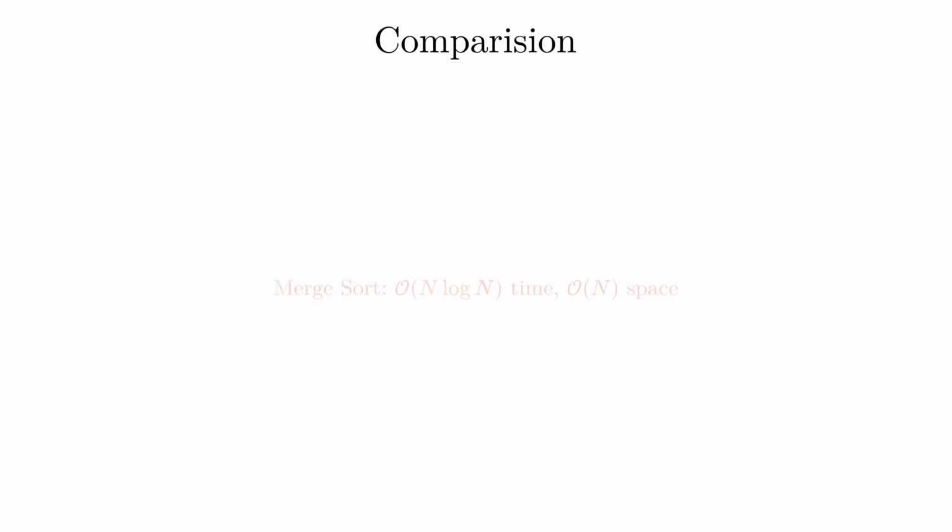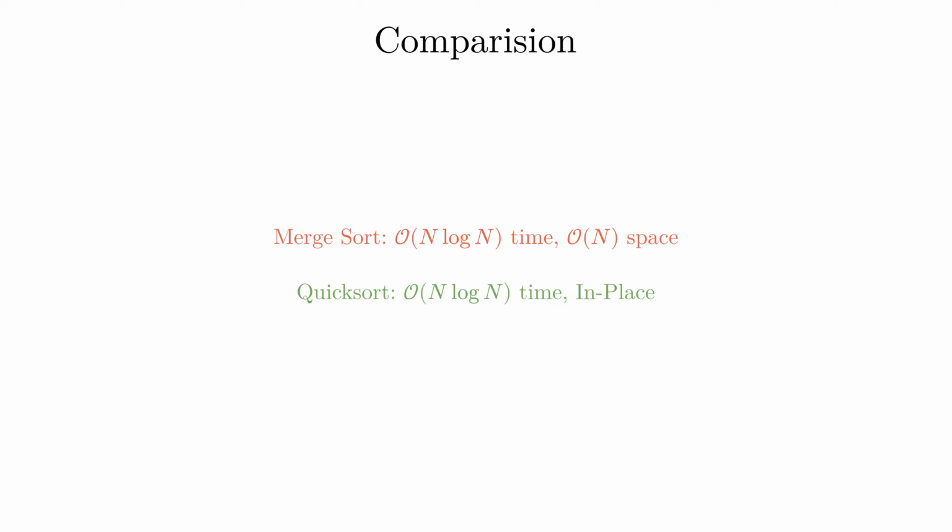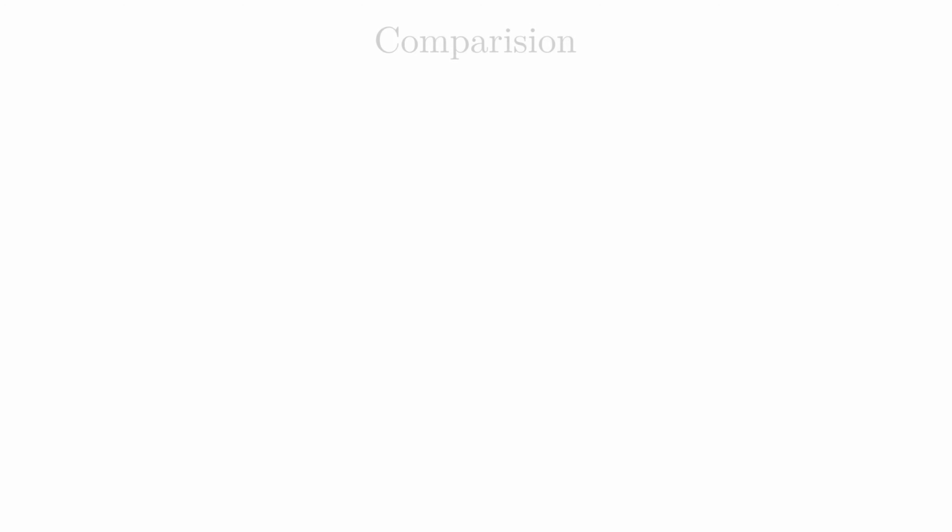Let us compare quicksort with mergesort. While mergesort guarantees n log n time, it requires auxiliary space. Quicksort achieves that same average speed while operating entirely in place. Why is quicksort considered one of the most practical sorting algorithms in modern computing? Let's look at its complexity.